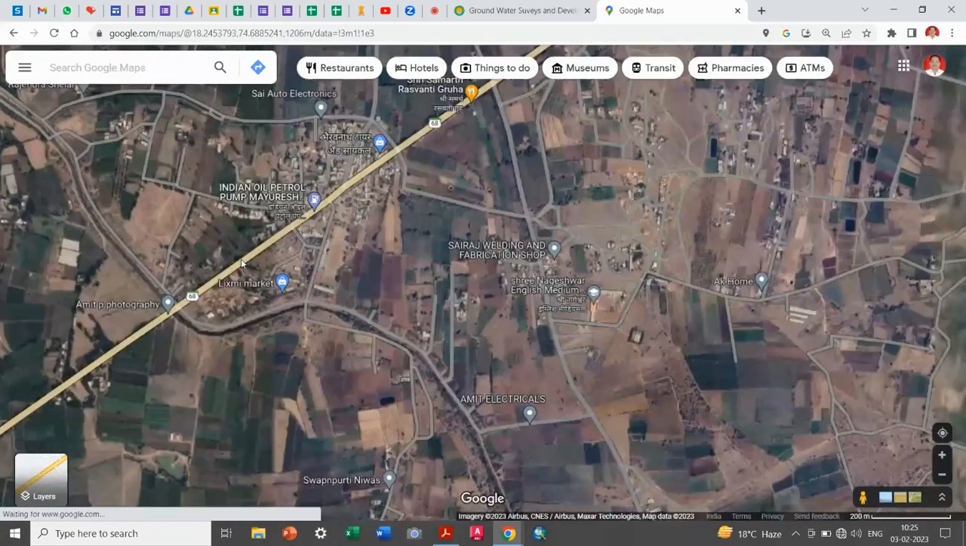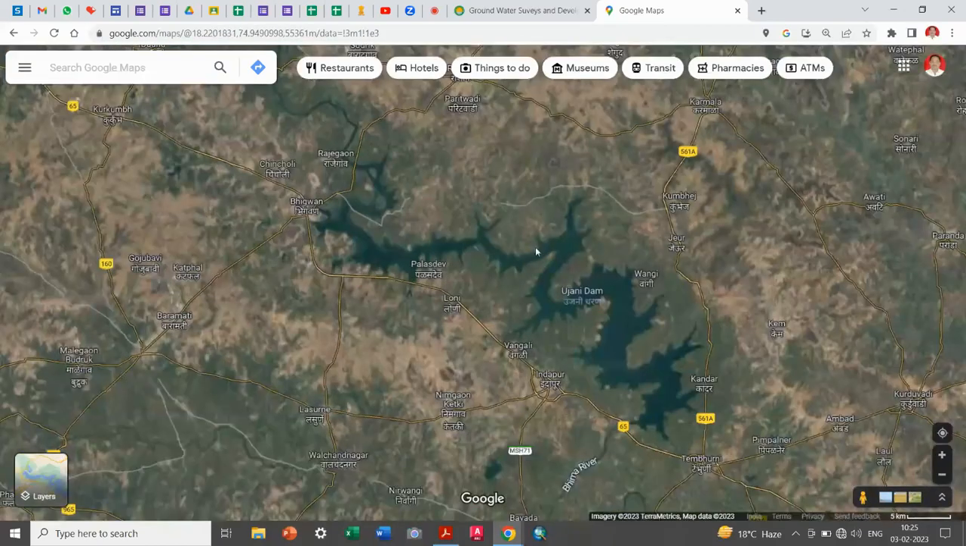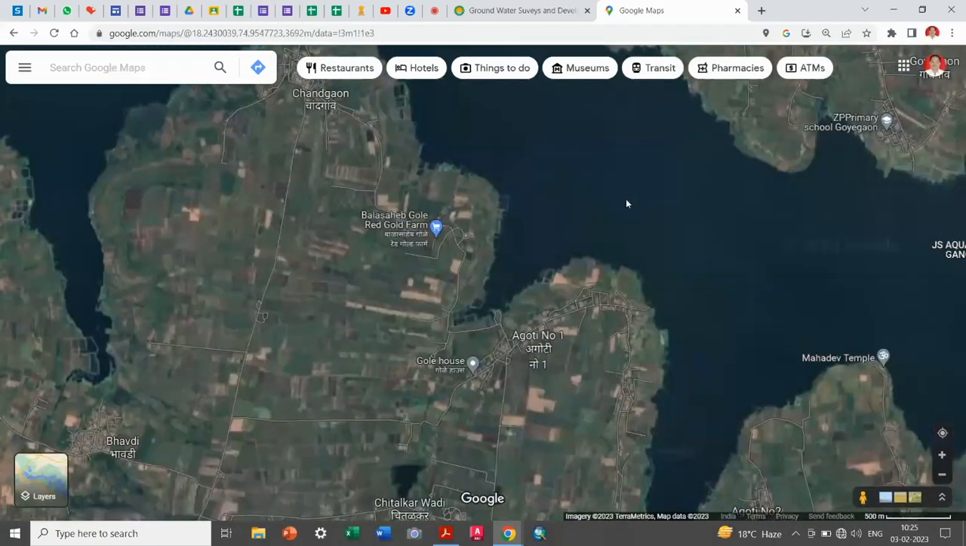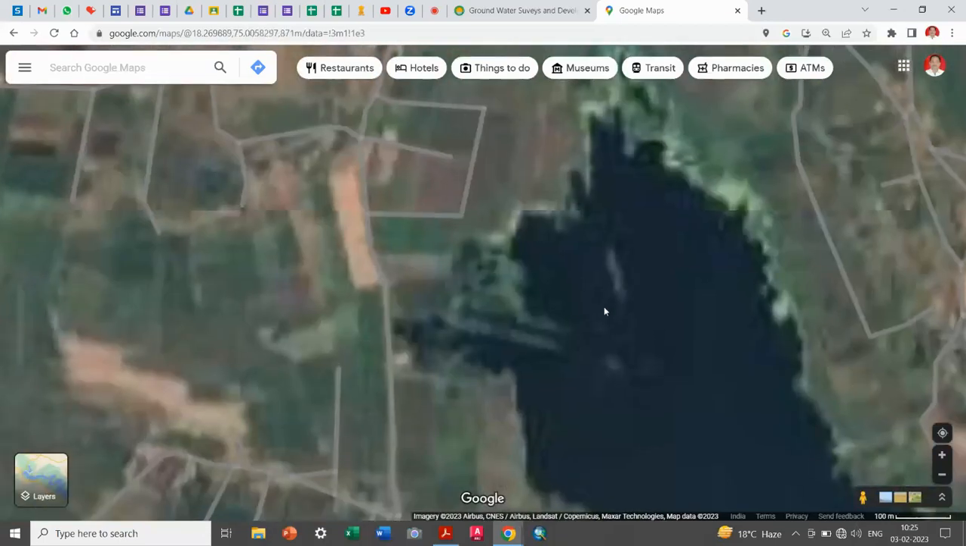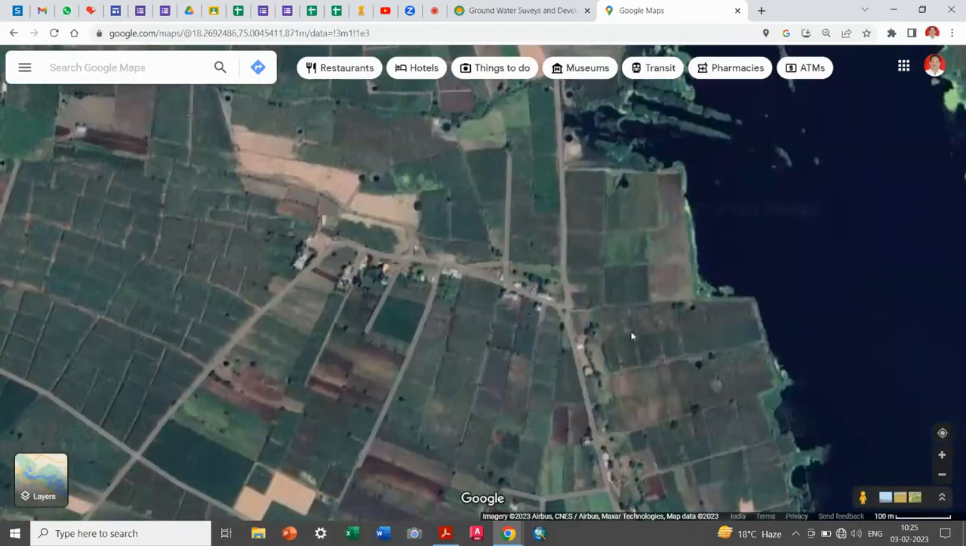Okay, so a similar kind of pumping station you can have for different villages. So you will see that in Uzni Reservoir there are so many pumping stations for nearby villages.